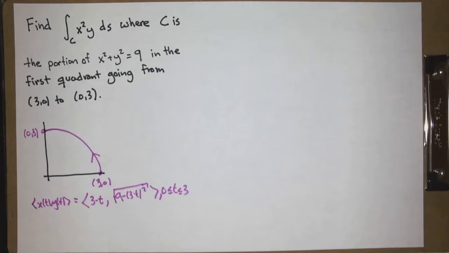However, this has something unpleasant. So it's probably not the simplest option. So let's see if we can't do better. Do you have a different idea of how to parameterize this curve?